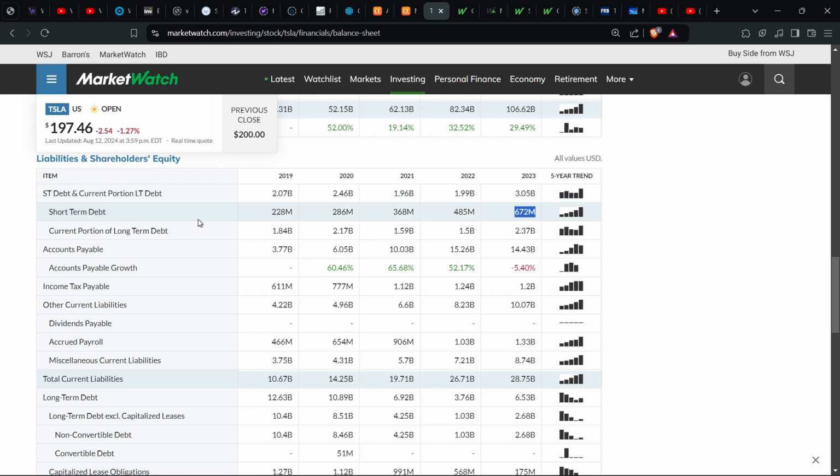Short-term debt, that's the amount. Long-term debt, that's the amount. Trying to determine whether this is healthy or unhealthy, don't worry, we'll come to that when we're looking at the ratios. For now, it's just important for you to see and understand what this means.